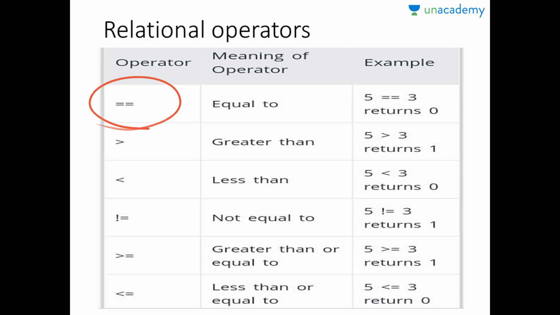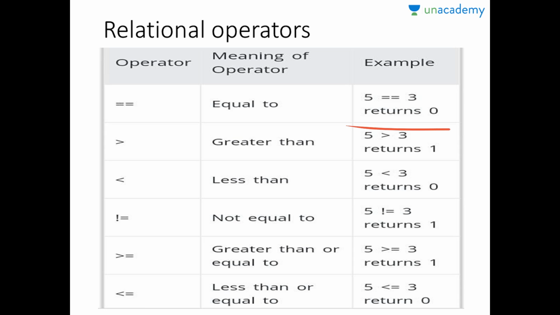Like I've written 5 equal to 3: whether 5 is equal to 3 or not. 5 is a constant, 3 is also a constant, so 5 cannot be equal to 3. So here it is returning 0. If I am writing 5 equal to 5, then 5 is equal to 5, so it will return 1.